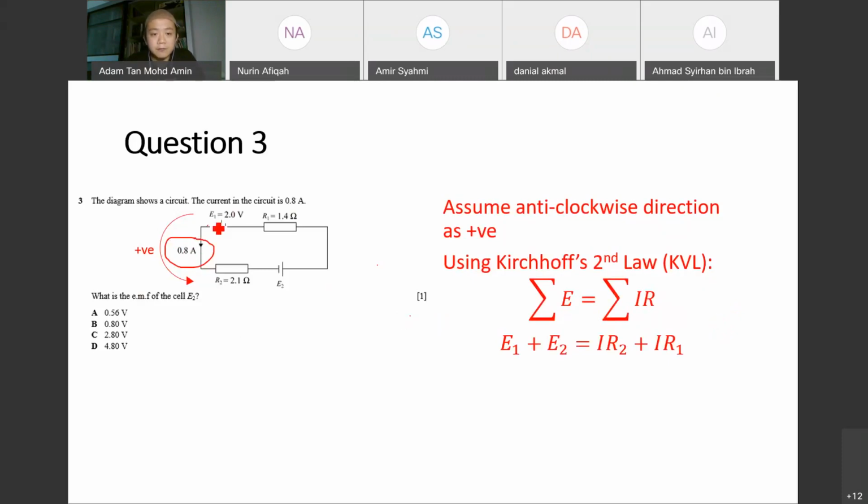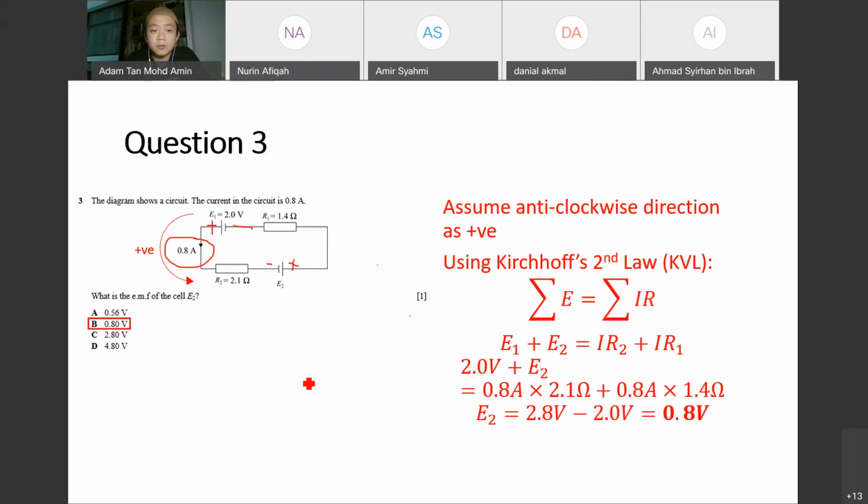Since this one is positive and this one is positive, so kita consistent lang. So E1 plus E2. So this is the supply. Okay. And as for the voltage drop, you've got two components here, IR1 and IR2. Since both of the resistors are arranged in series, so we can assume that the current is the same, flowing to both of the resistors. So substitute, you get the value as 0.8 volts.